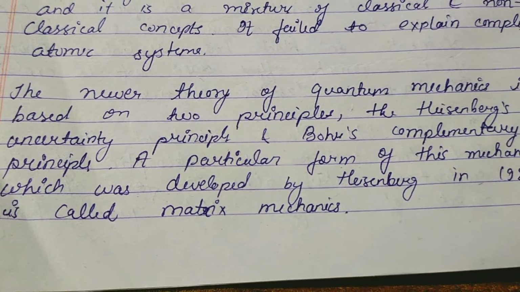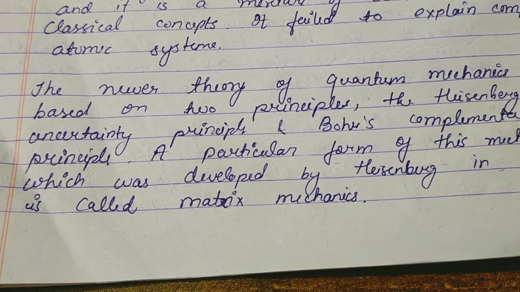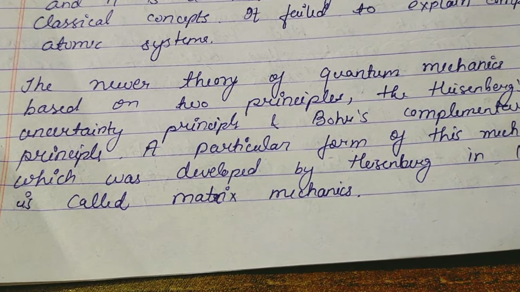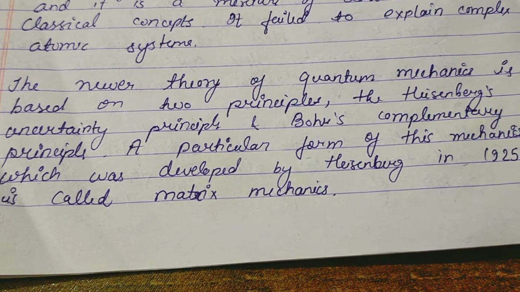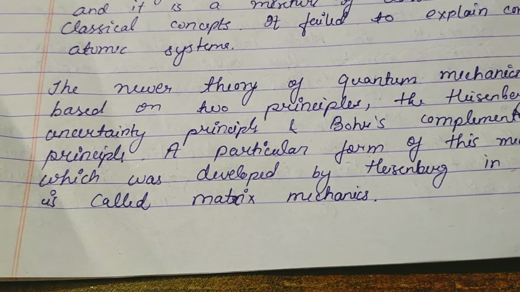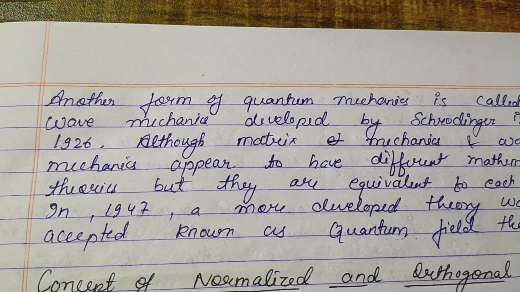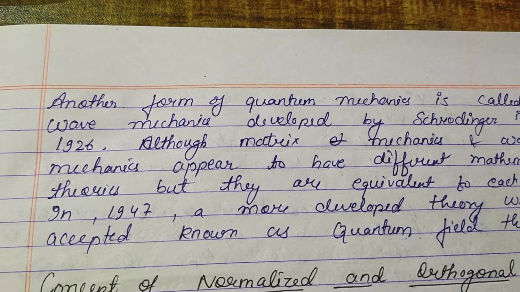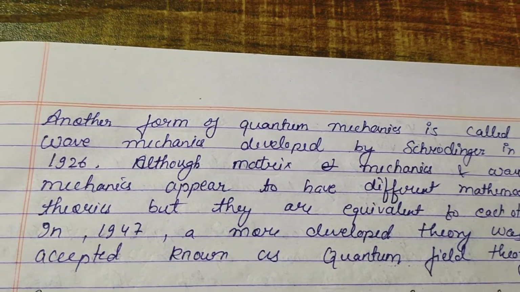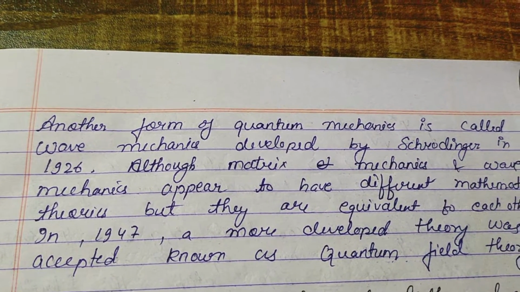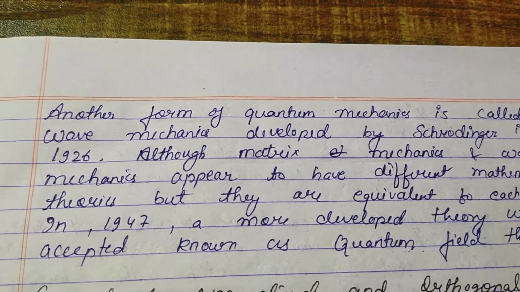The newer theory of quantum mechanics is based on two principles, the Heisenberg uncertainty principle and Bohr's complementary principle. A particular form of this mechanics, developed by Heisenberg in 1925, is called matrix mechanics. Another form of quantum mechanics is called wave mechanics, developed by Schrödinger in 1926. Although matrix mechanics and wave mechanics appear to have different mathematical theory, they are equivalent to each other. In 1945, a more developed theory was accepted, known as quantum field theory.